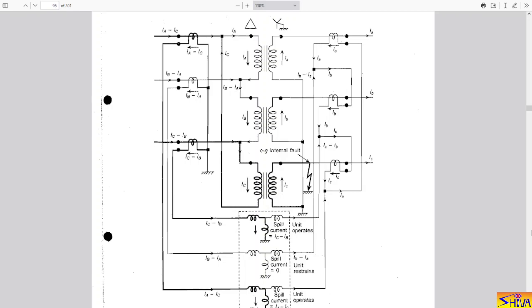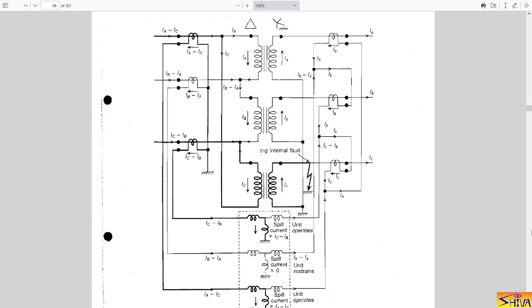Now when we are using percentage differential relay for protection of phase-to-phase fault for the transformer, there are few problems. Number one, the voltage ratio on both the sides is not same. Therefore, current on both the sides will not be same. To overcome this, we select the CT ratio in such a way that under normal condition, the current entering from both the sides is same.